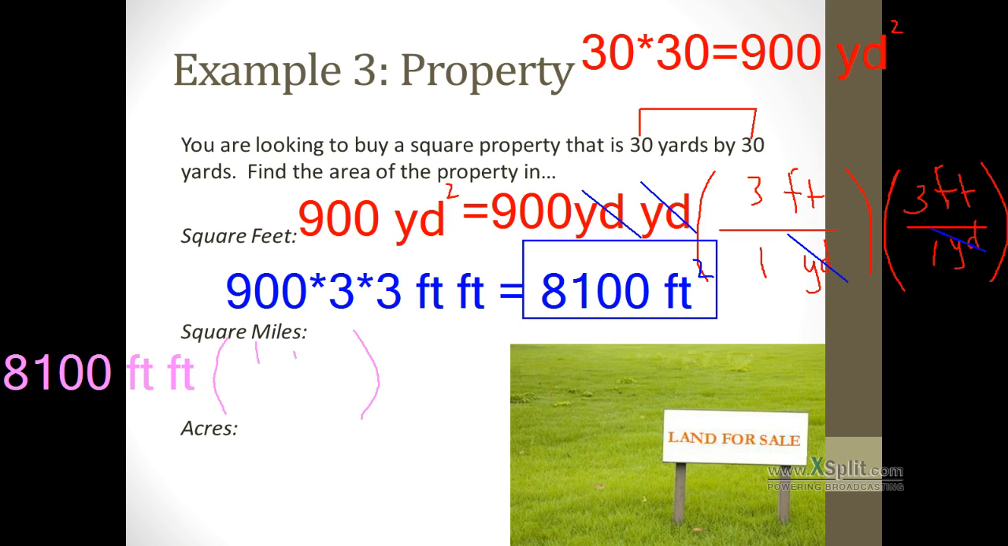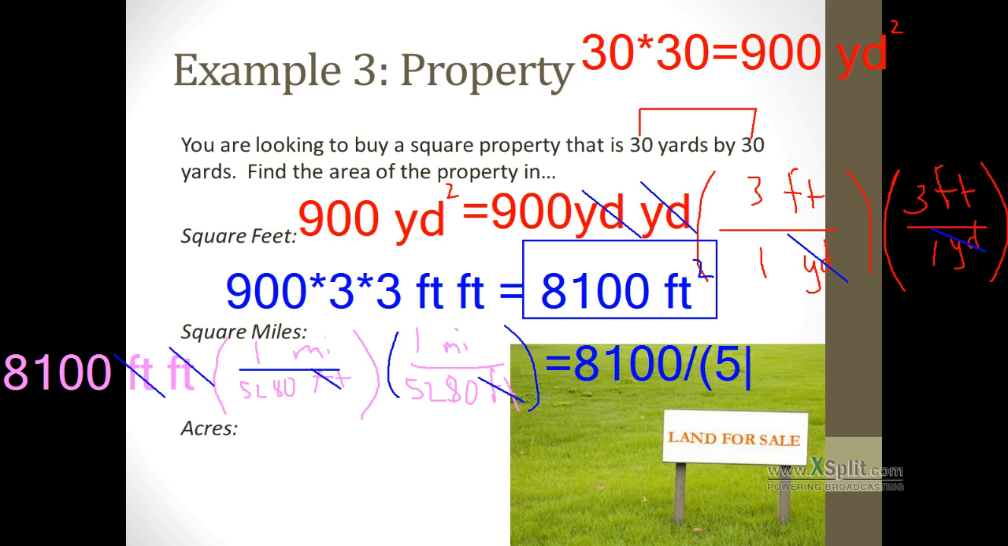By once again saying, well, 1 mile is 5,280 feet. That's going to get rid of 1 set of feet. I'm going to need to convert that twice, though. 1 mile for every 5,280 feet. Cancel feet, cancel feet. And what we're going to be left with here is 8,100 divided by 5,280 times 5,280, or 5,280 squared if you'd like to write that on your calculator. Miles, because we have only miles as units left.